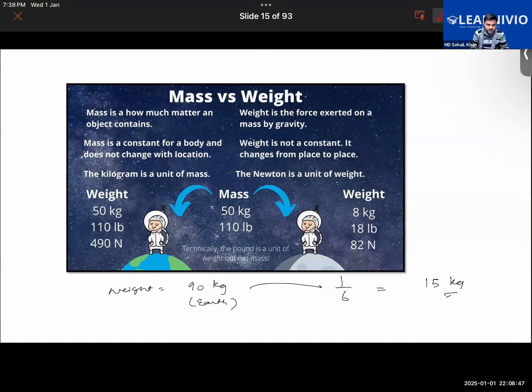Talking about the weight, they told you that if someone weighs 90 kilogram on earth, the weight of that person becomes 1/6 on the moon, so that is 15 kilogram. So you would have observed that the astronauts who went to the moon would be jumping, hopping onto the surface of the moon.